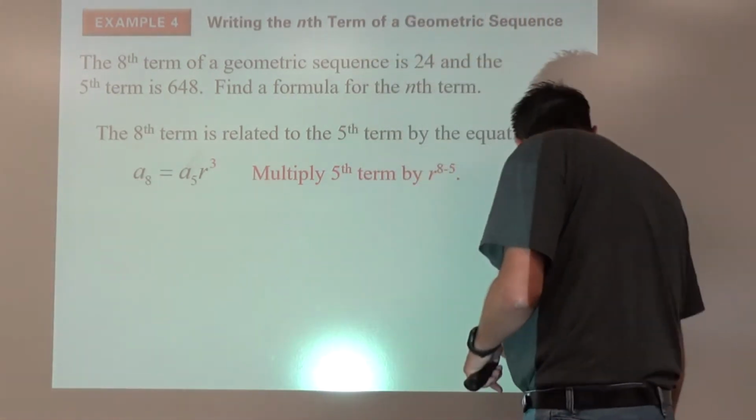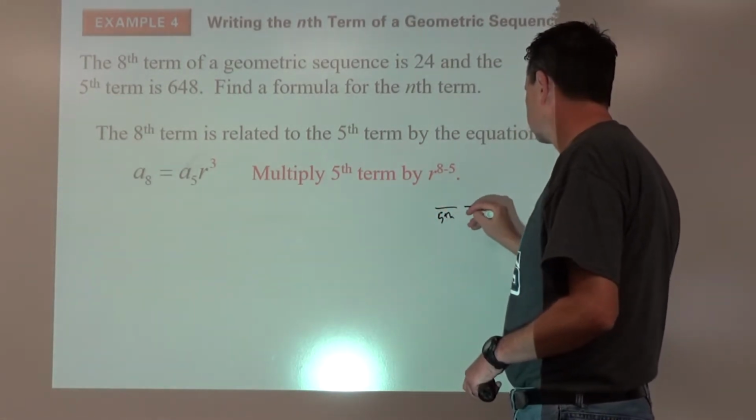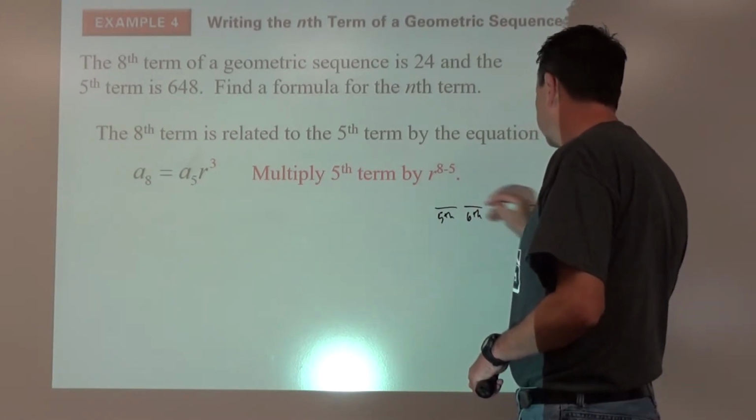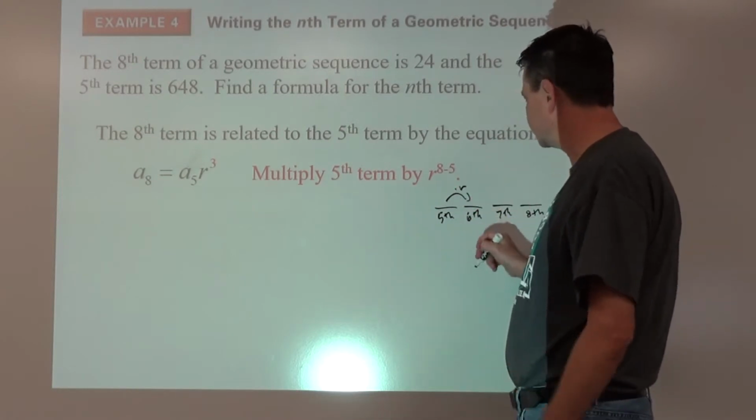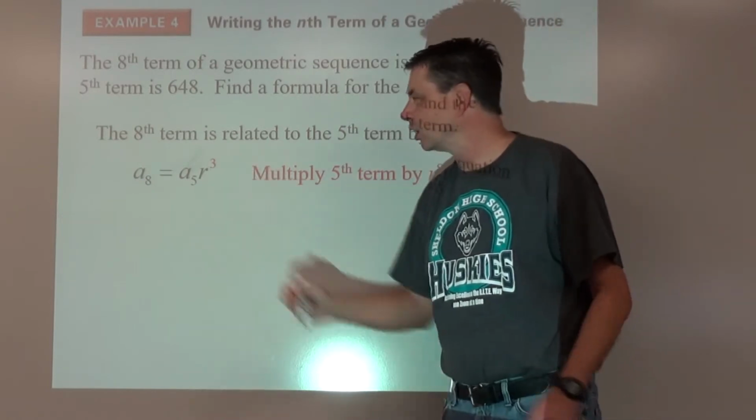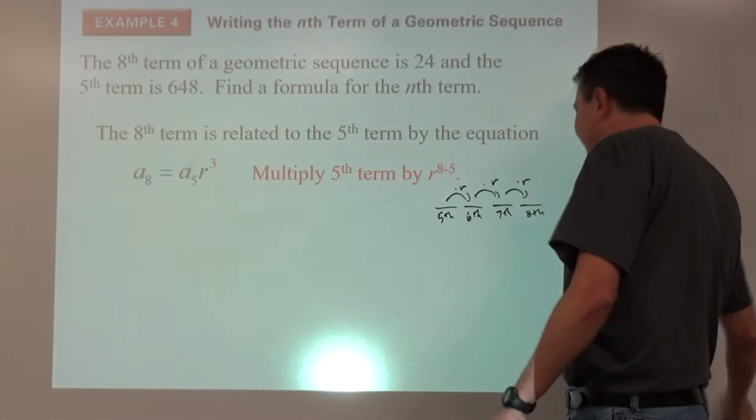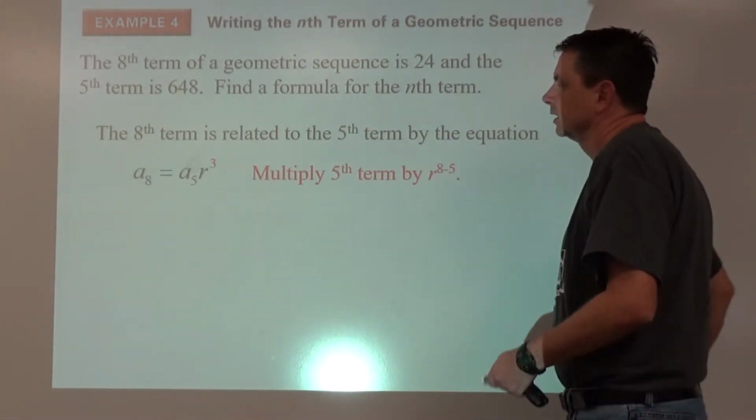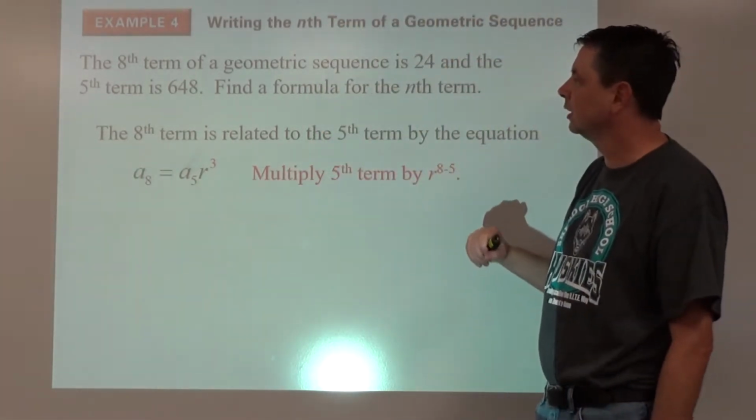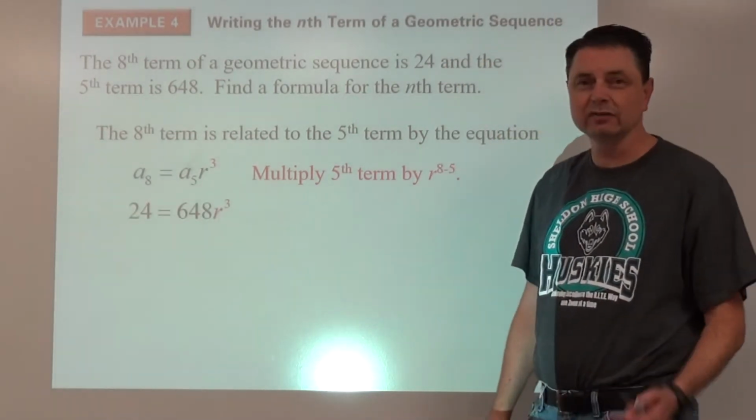So if we kind of look at that, 5th, 6th, 7th, and 8th. If I multiply by an r, I get to the 6th, another one, and another one. So if I multiply by r cubed, notice that that exponent is the difference between our n values, our positions. So if we look at it that way, now we can replace a sub 8 with 24 and a sub 5 with 648. We can solve it.